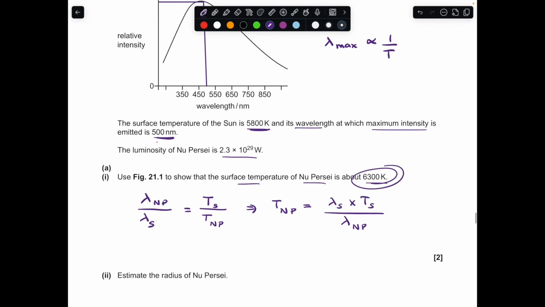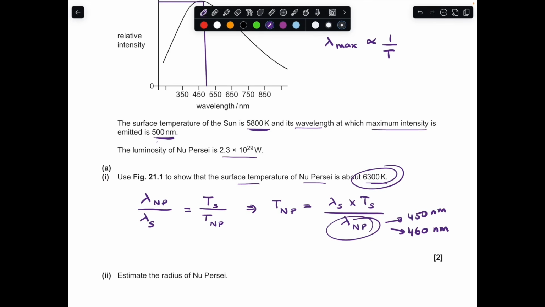I tried a few numbers for the wavelength. I started with 450 nanometers and I ended up getting 6,400 kelvins, so I knew I had to go slightly higher, and so then I used 460 nanometers of wavelength, and that gave me 6,304. So that worked out well.